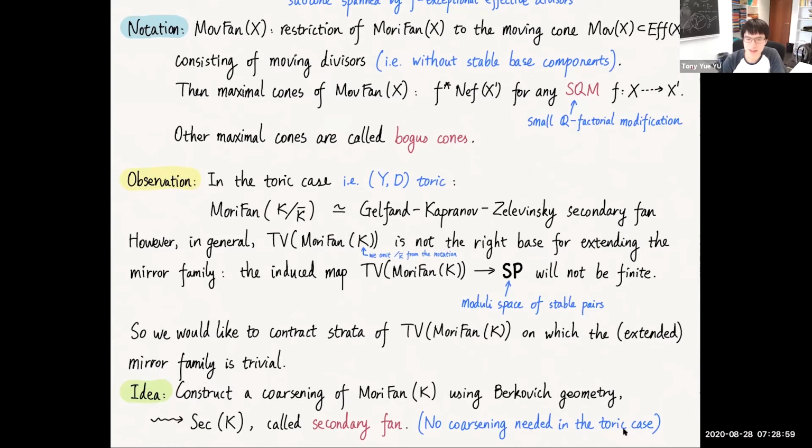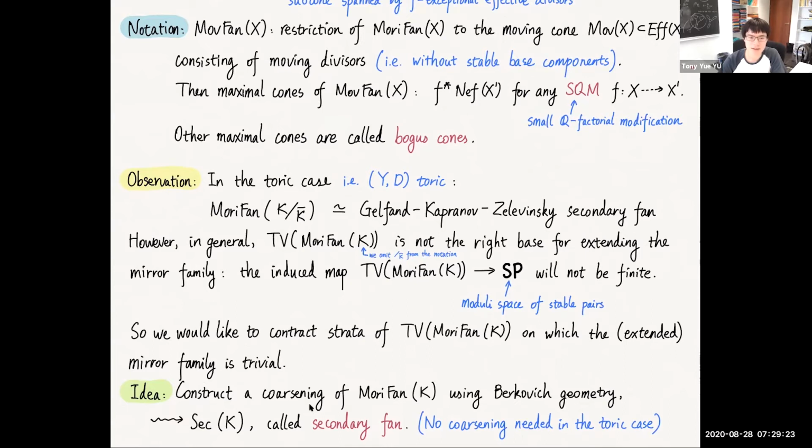In the toric case, actually, no coarsening is needed. The toric case is particularly simple. No coarsening is needed, and the secondary fan is just the same as the Mori fan. But in general, we have to coarsen this Mori fan in order to produce a finite cover of the moduli space.